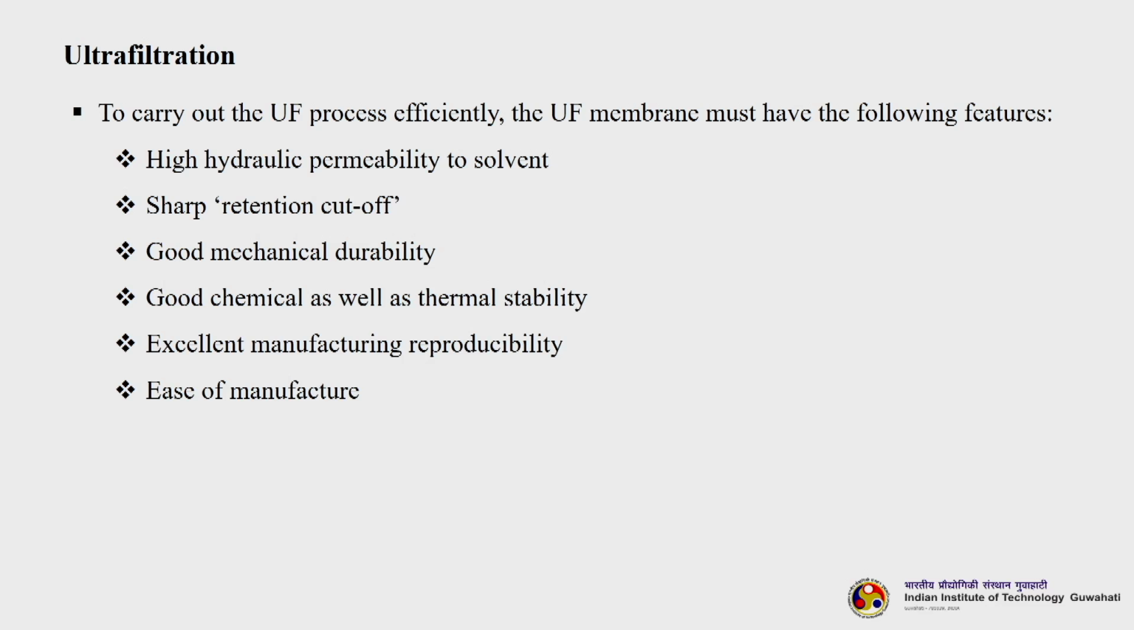What should an ideal ultrafiltration membrane look like? What type of features should it have? An ultrafiltration membrane should possess high hydraulic permeability to solvent. It should have a sharp retention cutoff. We have already discussed this retention cutoff, sharp and diffuse. It should have good mechanical durability, good mechanical strength, good chemical as well as thermal stability for various types of applications, excellent manufacturing reproducibility as well as ease of manufacture. Reproducibility is one of the most important factors when you talk about commercial membrane manufacture.